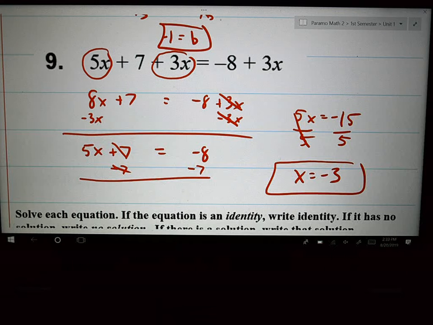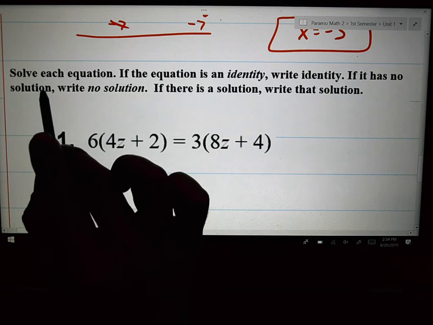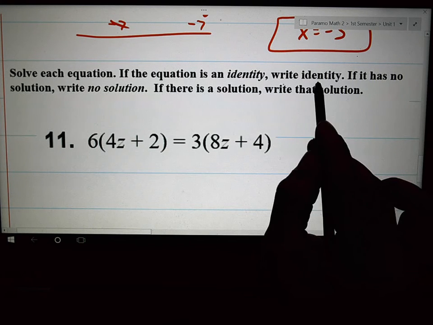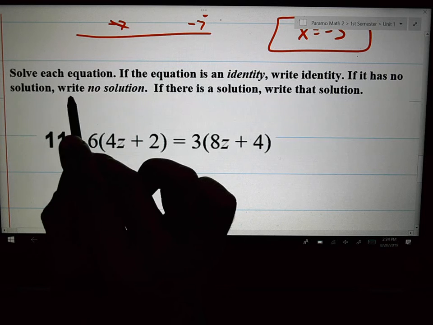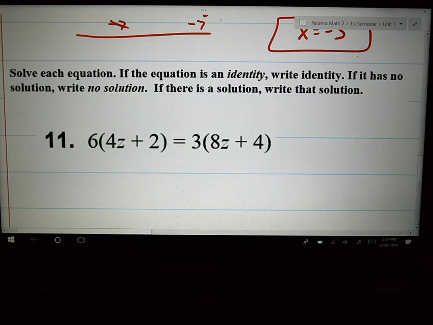We haven't got to the trick questions yet. When you get to the trick questions, the directions change. They actually start looking like this. It says, solve each equation. If the equation is an identity, write identity. If it has no solution, write no solution. If there is a solution, write that solution. So that happens on the back side of the worksheet. There's usually at least one of each of those, so keep that in mind.